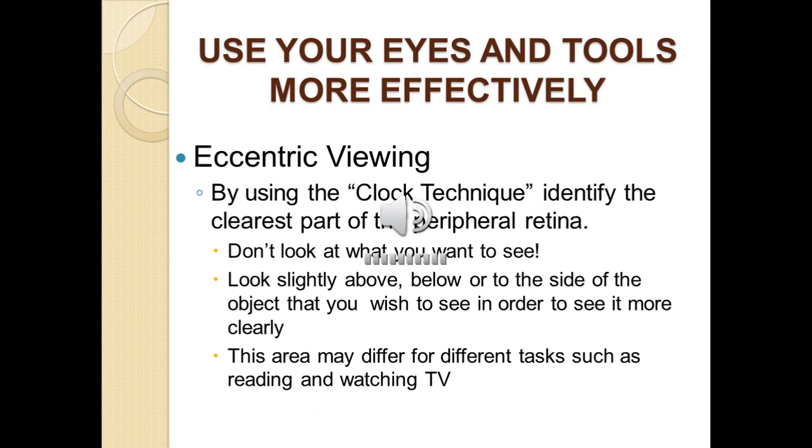And so each time you're doing a task, if you do this clock technique where you say, okay, here's the television, I'm going to look a little above, now I'm going to look a little left, now I'm going to look a little to the right, now I'm going to look a little down, and find which is the best way for that particular task, and then try to consistently make yourself do it that way. And you'll find that things will be more consistently good, and you'll have fewer of those good days and bad days. It'll be more good days.